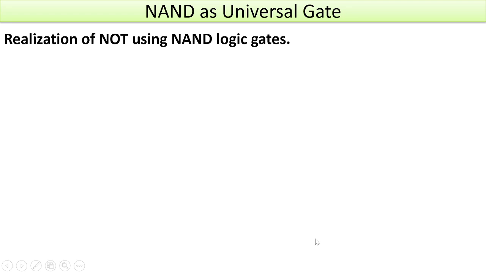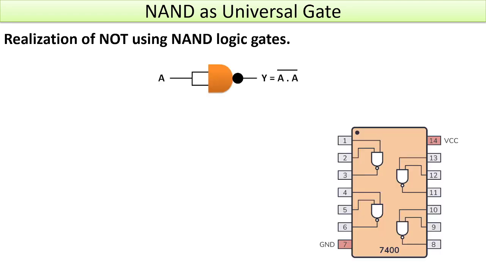To implement this using logic gates, we will have to use a 7400 series IC, which has quad NAND 2 inputs. That means there are 4 NAND gates inside. As you can see, the inputs are given at 1 and 2, and 3 is the output; 4 and 5 are the inputs, and 6 is the output; for the other one, 9 and 10 are the inputs and 8 is the output. 12 and 13 are the inputs, and 11 is the output.